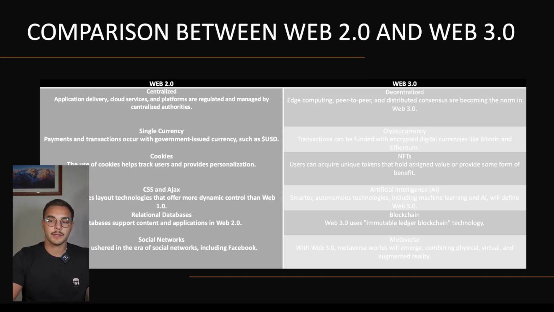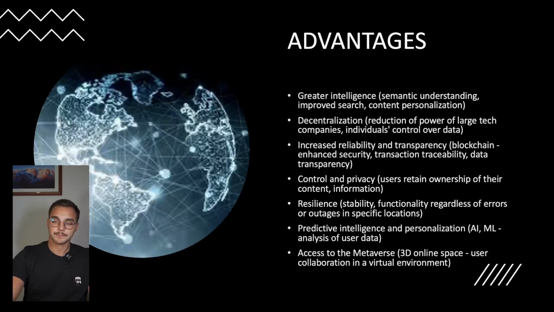Here are comparisons between Web 2 and Web 3. The most important thing is Web 2 is centralized, Web 3 is decentralized. On Web 3 we use different currencies that are cryptocurrencies. On Web 2 they are used like normal currencies that we know, and we pay with a Visa card. Also, one of the most important things that's different is that Web 2 was the era of social networks, and Web 3 is the era of the metaverse. That means that we will have a merge of physical, virtual, and augmented reality.